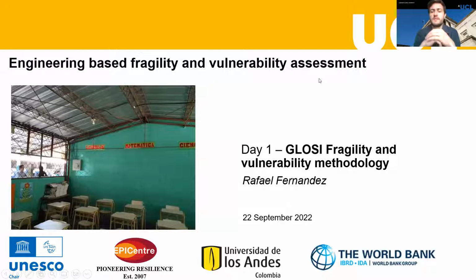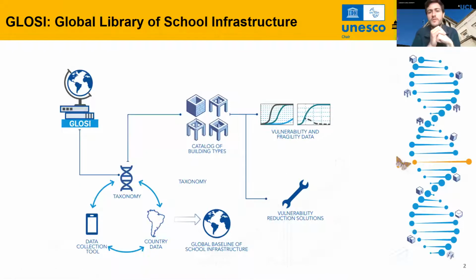Okay, well, Dina already showed the framework on how to develop the fragility and vulnerability functions. So I am going to focus in this presentation on the GLOSI framework and what we did as part of GLOSI. So first, just to recall, the GLOSI library of school infrastructure includes several steps, as Dina mentioned: the taxonomy, the data collection, the country data, and all of this is then used to obtain the catalog of building types.